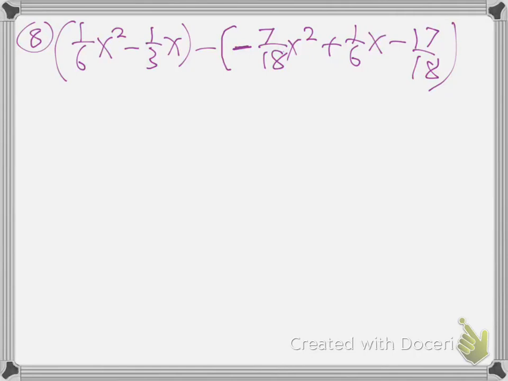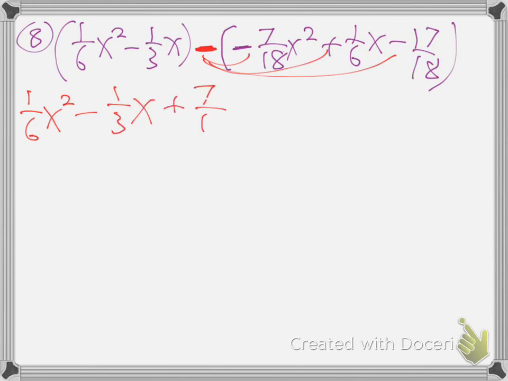All right, so the minus sign in front of the parentheses is going to go boom, boom, boom, hit all those, changing all the signs. Let's drop all the parentheses. We drop the walls. Water goes in, so we got 1/6 x squared minus 1/3 x plus 7/18 x squared minus 1/6 x plus 17/18. Good to there so far?